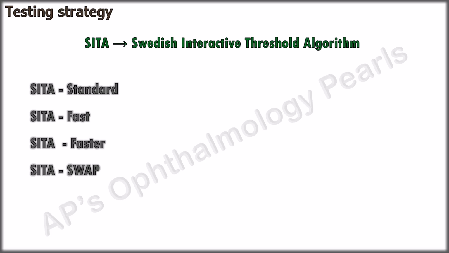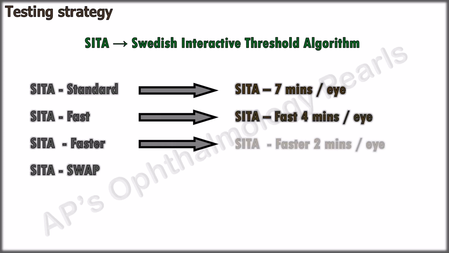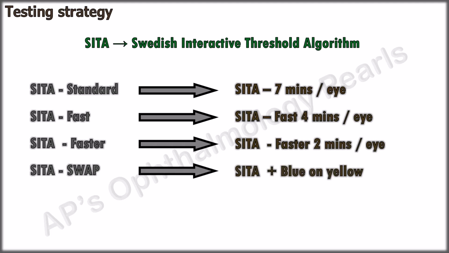Because the full threshold strategy takes a good 15 minutes per eye, the newer strategies that use forecasting or adaptive strategies to determine threshold in a fraction of the time are commonly used nowadays. The most commonly used are the variants of the Swedish Interactive Threshold Algorithm. The SITA standard can be completed in about 50 to 80% of the time taken for the full threshold strategy. The SITA fast and the SITA faster take shorter times. The SITA swap combines the SITA strategy with blue-on-yellow perimetry, that is the short wavelength automated perimetry, and is only available for the 24-2 program. The new 24-2C that we talked about earlier is used only with the SITA faster strategy.